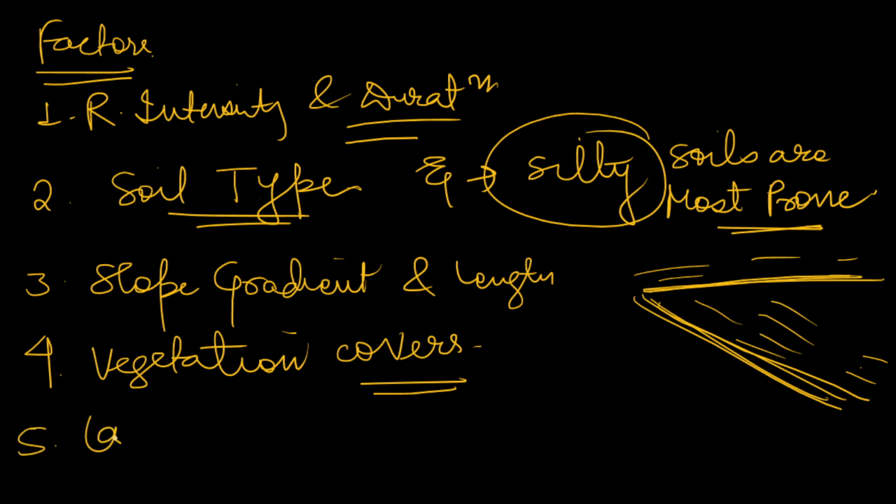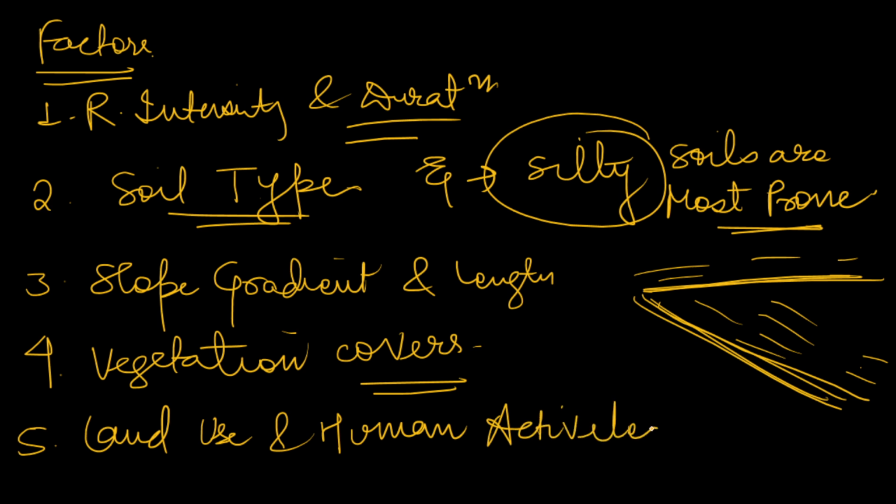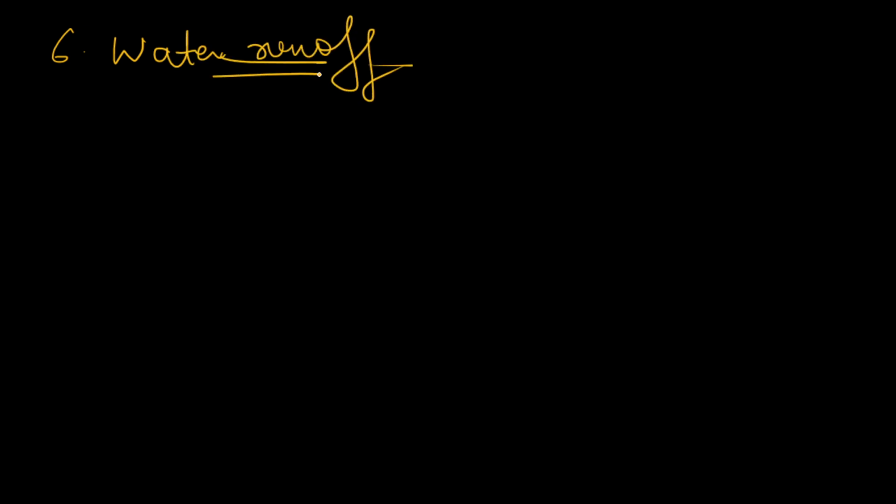Land use and human activities can be another factor. Obviously, if humans use land sustainably, there will be less erosion, but if you do deforestation, faulty agriculture practices, or there is overgrazing, all these things will lead to enhanced erosion. So that is another factor. Water runoff. The more the water runs, there will be more chances of erosion.